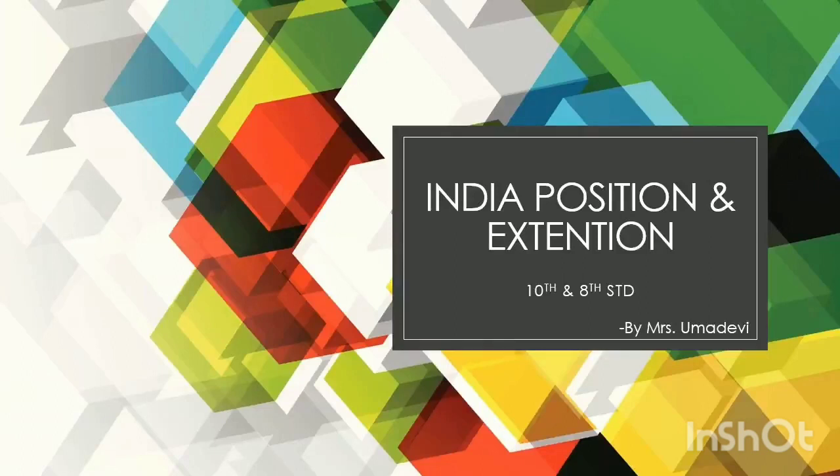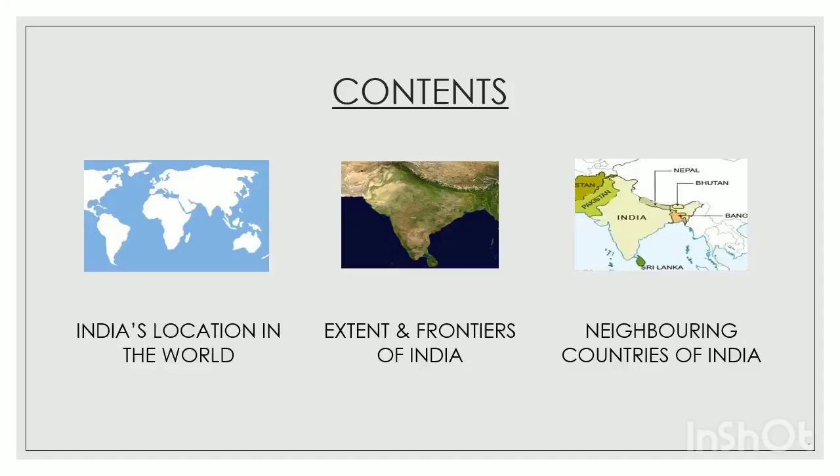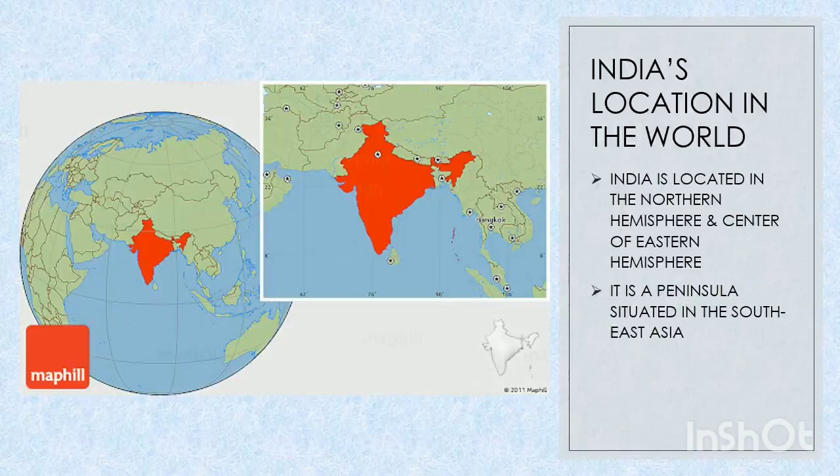And today the topic I have chosen is India: position and extension. This topic can be visualized or heard by both the classes of class 8 and 10 standards because it deals only with India and its location. Moving further into the chapter, the contents are India's location in the world, then extent and frontiers of India, then neighboring countries of India. These are the three sub-units we are going to study in this unit. Let us first take up India's location in the world.